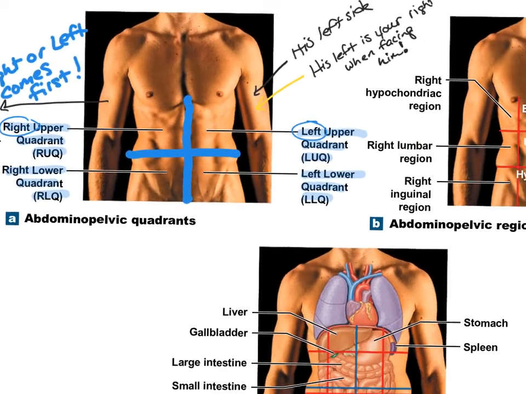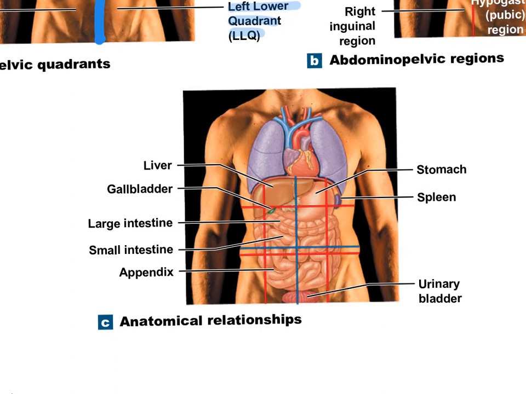So let's take a look at this picture down here. And again, we're looking at the blue lines here. The blue lines are dividing this abdominal pelvic area into 4 quadrants with the right and left upper and lower quadrants. And now what we're seeing are all of the organs that fall within those quadrants. So when a patient is having pain in a certain area, we know what organs are in that quadrant, and we would be able to narrow down what might be causing the problem.